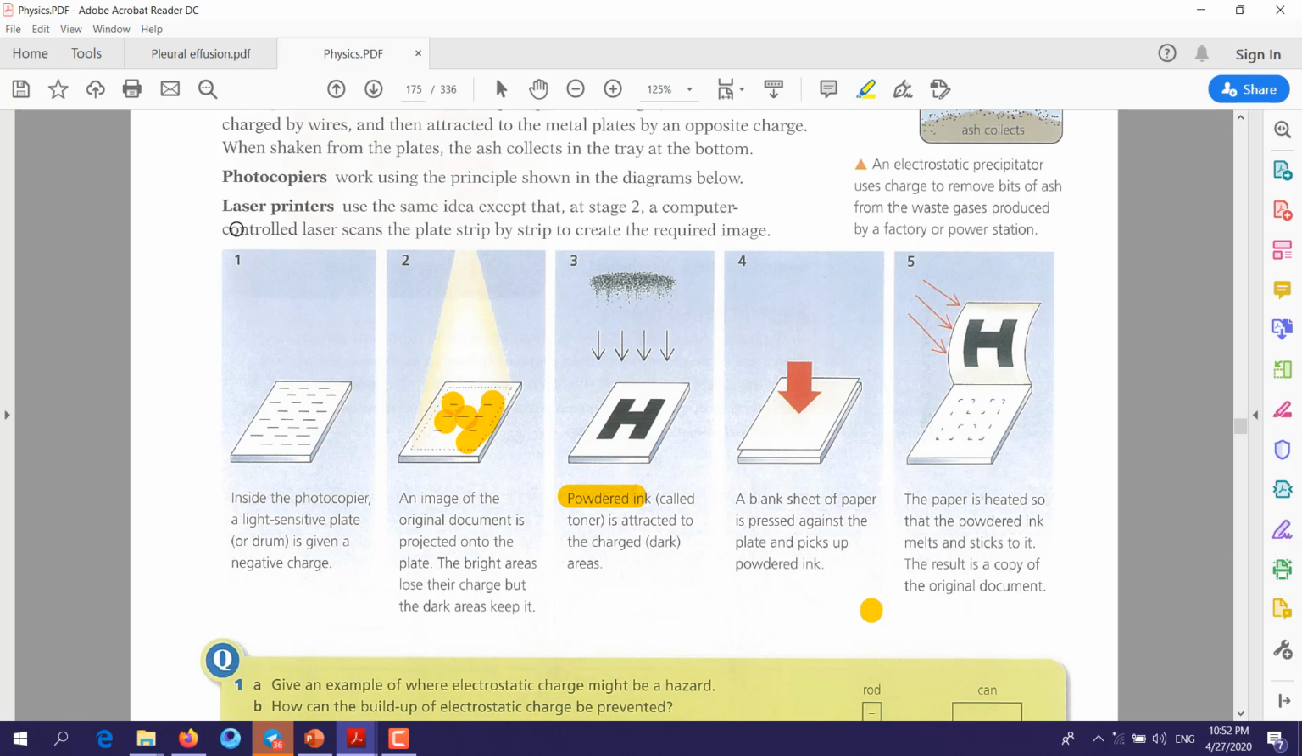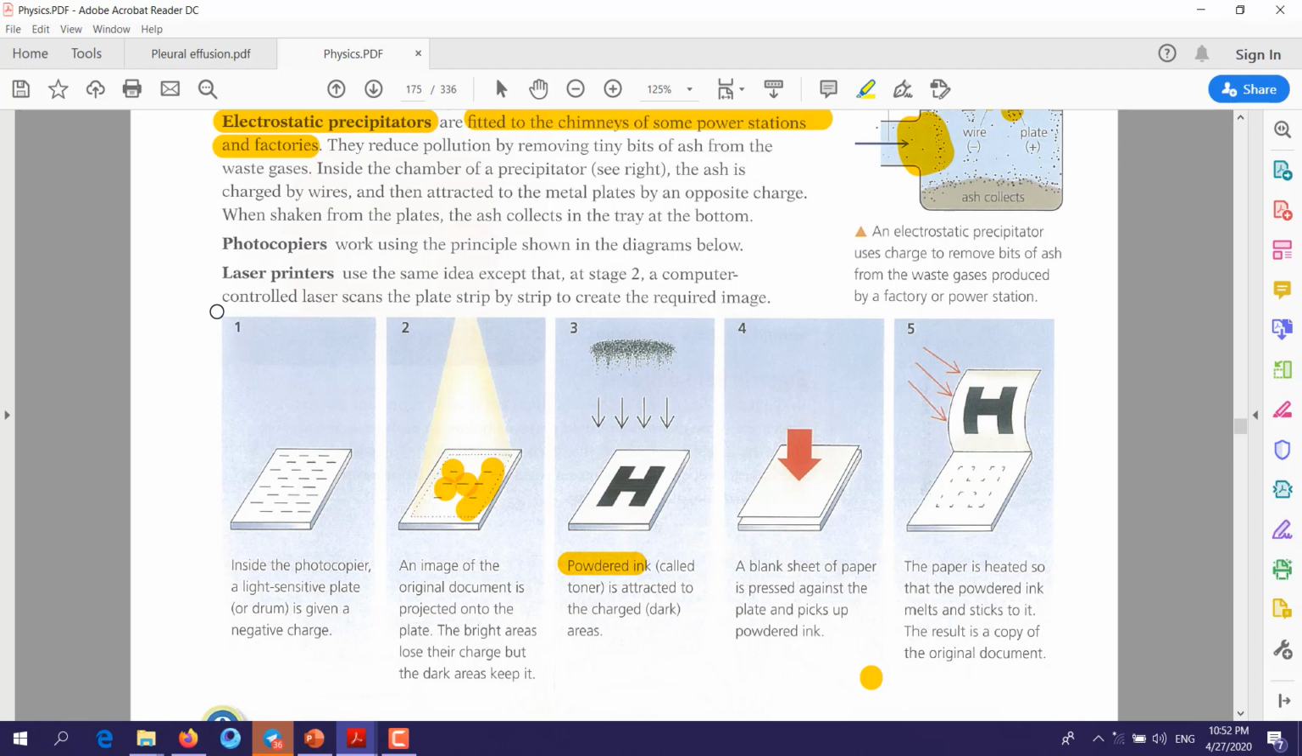The third use of electrostatic charge is laser printers. As you know, we have some printers that we call laser printers. How do they work? They have the same principle as photocopiers, but the change is in stage number 2, where an image of the original document is projected onto the plate.